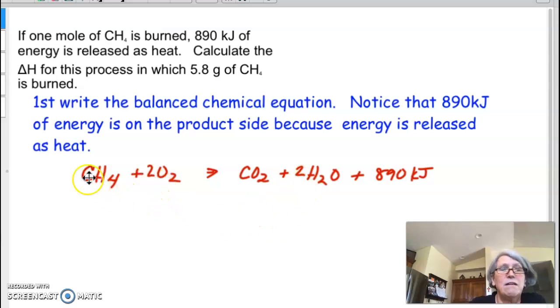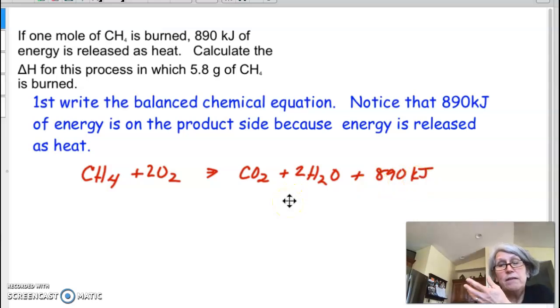So I put my coefficients here. I did 1 carbon, 1 carbon. Then I do hydrogens next. 4 hydrogens, so I have to put a 2 here to get 4 hydrogens. And then I have 2 oxygens plus another 2, so there I've got 4 oxygens. Perfect, it's balanced. But do you also notice that I added 890 kilojoules on the product side? That is because it said that 890 kilojoules of energy is released. So that means the energy has to be embedded on the product side. So I went ahead and did that.